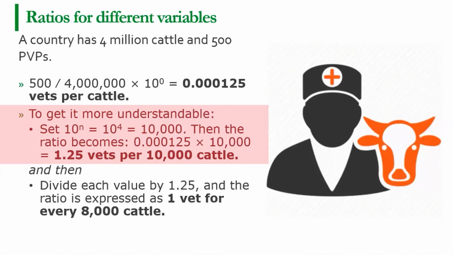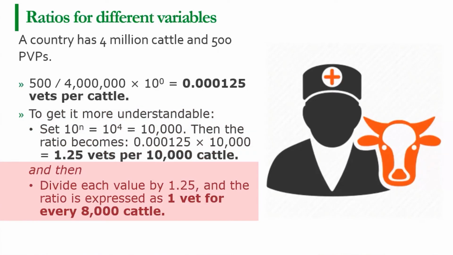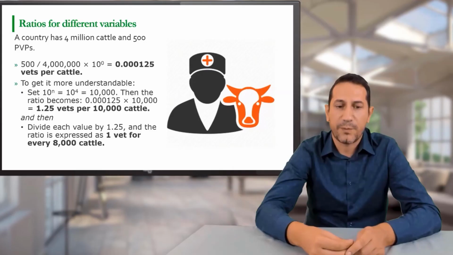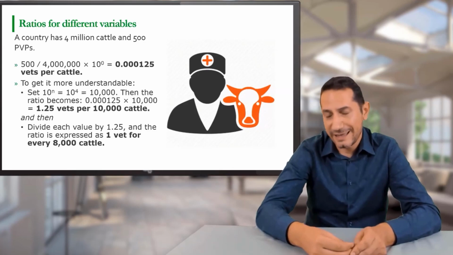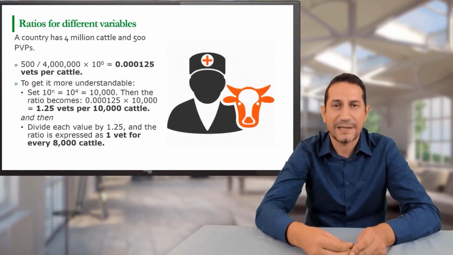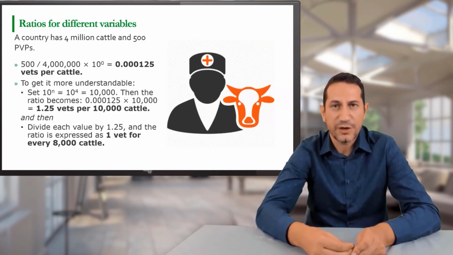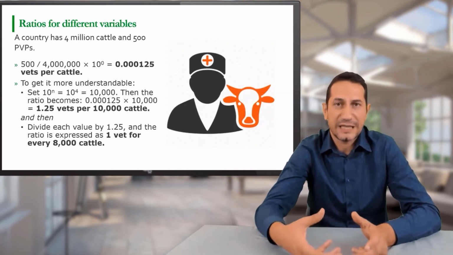We could go further with the simplification and divide this 1.25 vets per 10,000 cattle by the numerator, which is 1.25, and then we could get 1 vet for every 8,000 cattle. And this is much, much better in terms of understanding what a ratio can be used for and how the information could be conveyed in an understandable way.